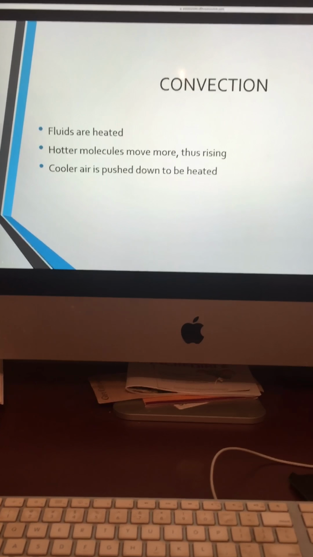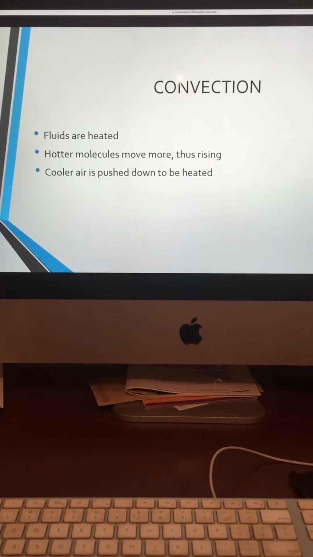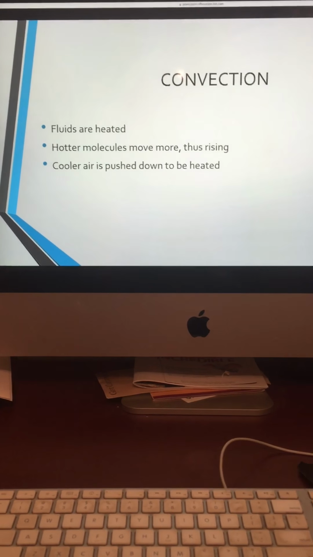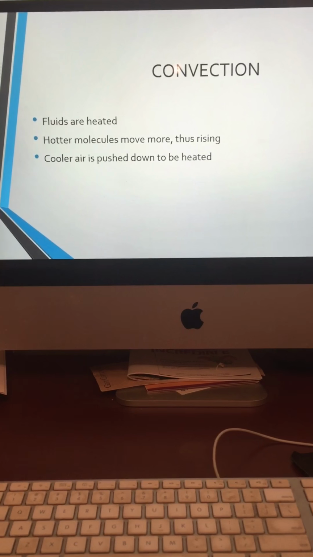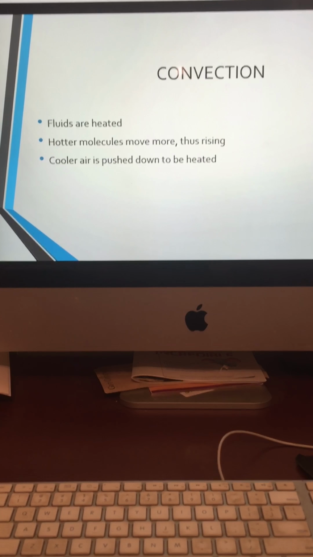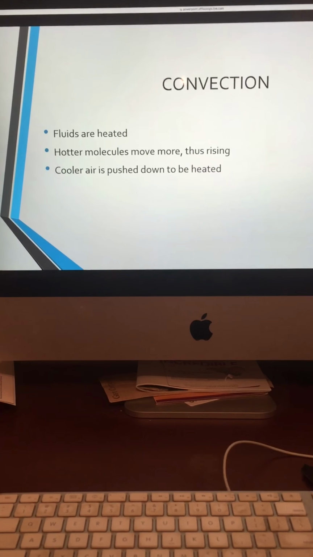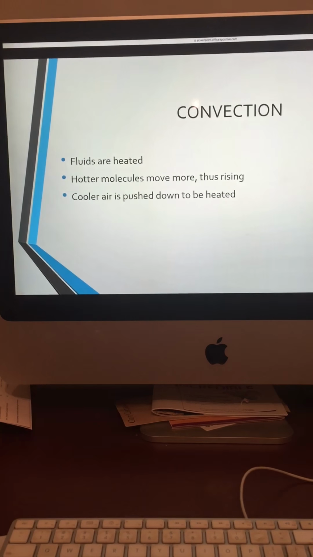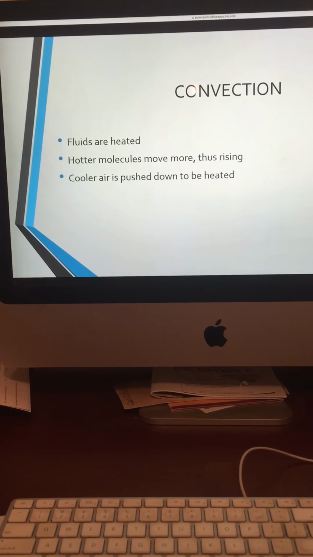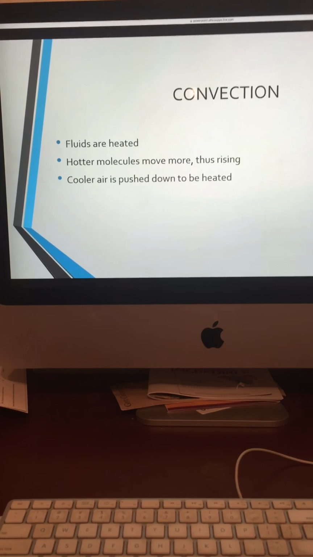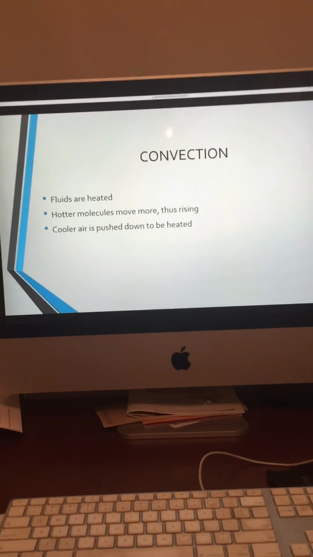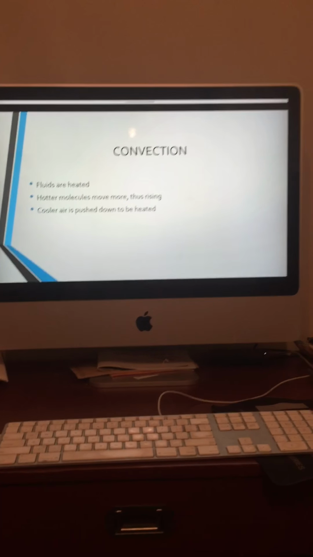Next, we got convection. So in convection, you have fluids. Fluids could be a liquid. Fluids could be a gas. And they're going to be heated. They're going to go through a heat source. Again, those molecules are going to vibrate more, and because they're going to vibrate more, they're going to rise up in the air. So that hot air is going to rise. As such, it pushes the cool air down to that heat source and creates a circular pattern of hot and cold.